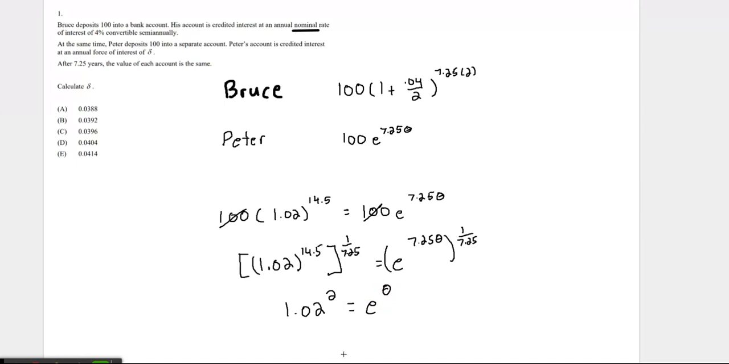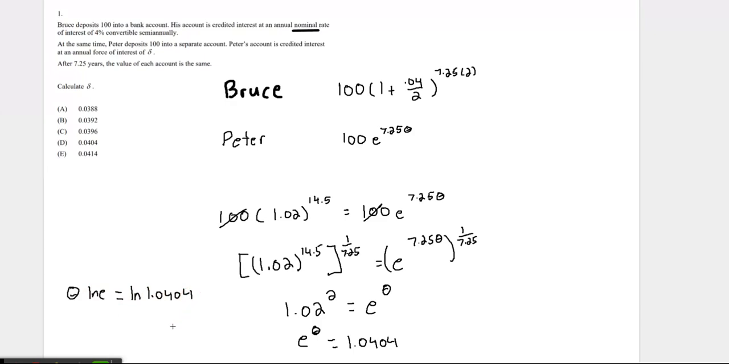And now it's pretty darn simple, right? We can just easily use a calculator to do it. So I'm going to switch sides here. e to the theta equals 1.0404. And now we can simply say theta ln e equals ln 1.0404, taking the natural log of both sides.